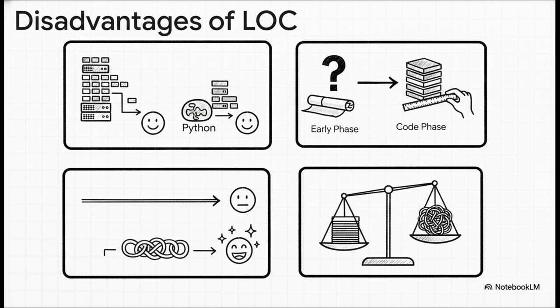Same function, wildly different size. Plus, you can't use it early on because you need the code to exist first. And maybe the biggest issue, it only measures length, not what the software actually does for the user. And it completely ignores complexity. One incredibly clever, complex line of code could be worth way more than 100 simple, repetitive lines.